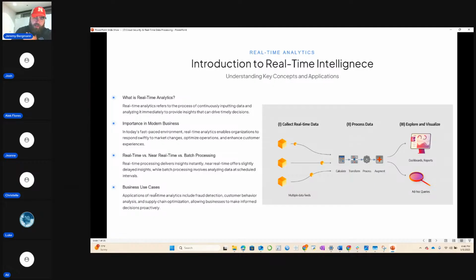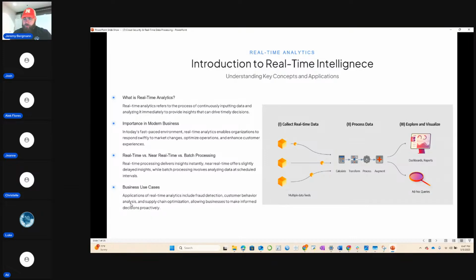And then business use cases, so application of real-time analytics. So here's some of the use cases. The one I always think about is fraud detection, how amazing that is. That's literally something like, if you can act on it right now instead of a couple minutes later, there's immediate impact to it by doing it real time.